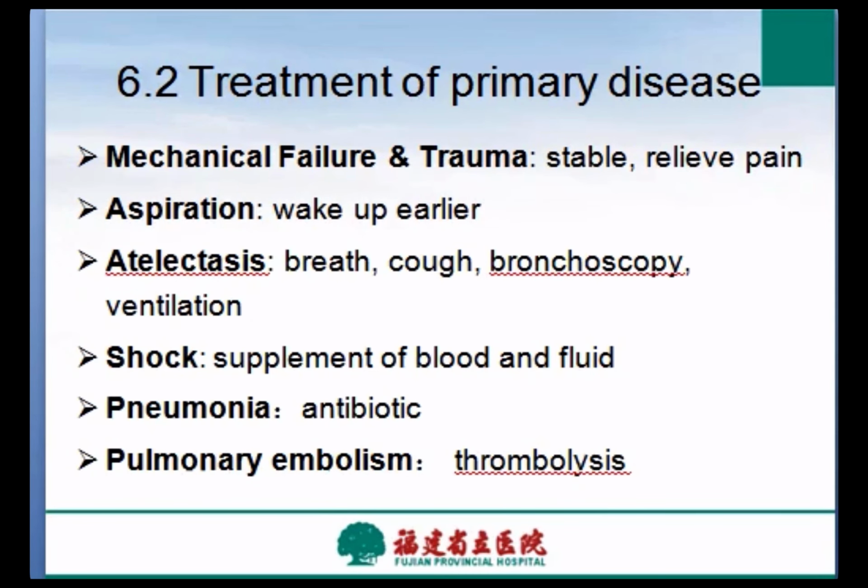restore the rib stable. And for patients suffered from aspiration, we need to promote gastric emptying and clear respiratory excretions. And for patients with operation, early resuscitation should be performed to prevent aspiration. And in patients suffered from atelectasis, encourage patients to cough and expectorate. Sometimes we also can use a bronchoscopy to remove respiratory excretions when necessary. And for shock patients, we need to supplement the blood and fluid. And for patients with pneumonia, we can use the antibiotic. And for patients with pulmonary embolism, thrombolysis can be performed in the early stage.